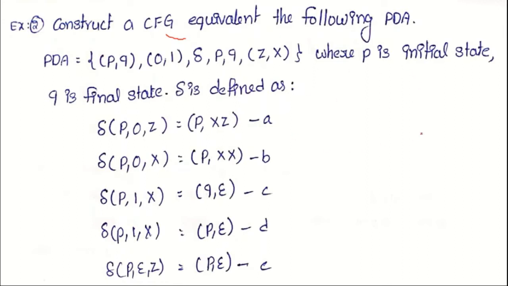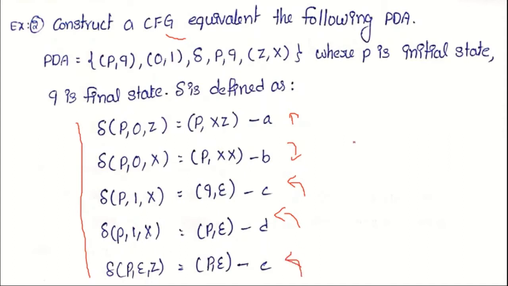So here the pushdown automata contains several transitions. Delta of p comma 0 comma Z equals p comma XZ, that is a push operation. Next, delta of p comma 0 comma X equals p comma XX, this is also a push operation. Next, delta of p comma 1 comma X equals q comma epsilon, so that is a pop operation. Next, delta of p comma 1 comma X equals p comma epsilon, so this is also a pop operation. And next, delta of p comma epsilon comma Z equals p comma epsilon, so this is also a pop operation.